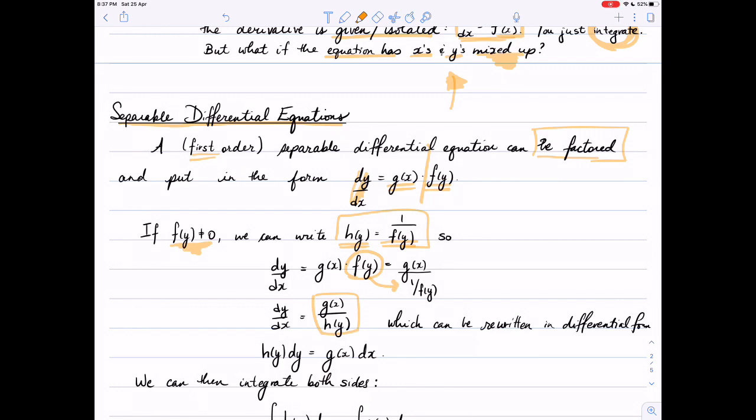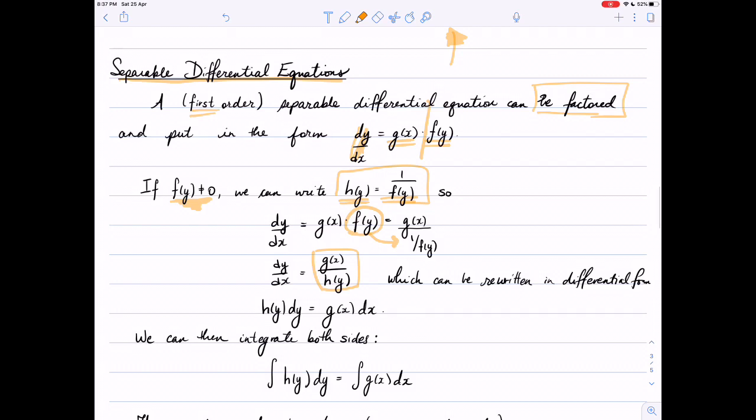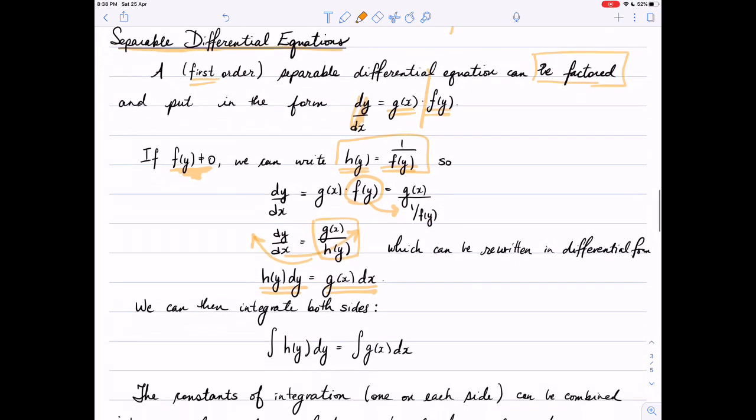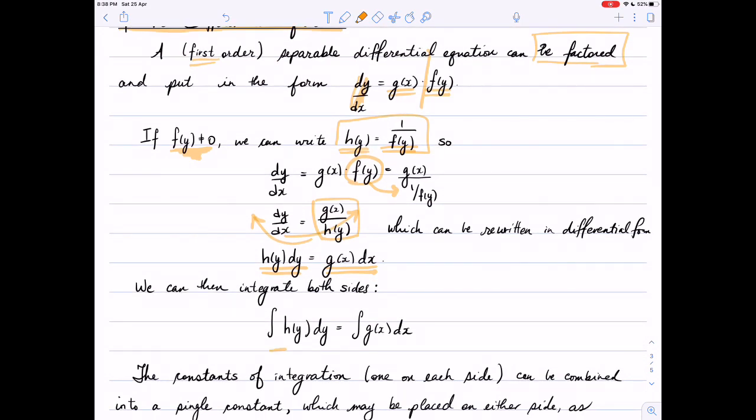If we rewrite that in differential form, it looks like we are just multiplying up the h and multiplying up the dx. That's not exactly what's happening, but that serves just as well for a good memory aid as to what you are going to do. So this is differential form. We have h of y dy is g of x dx. This now, if we integrate on both sides, then this is now something that we know how to deal with.